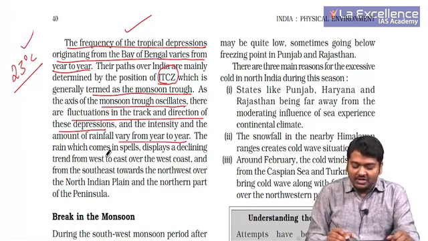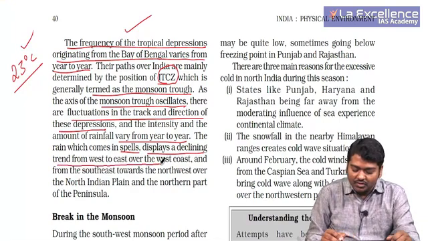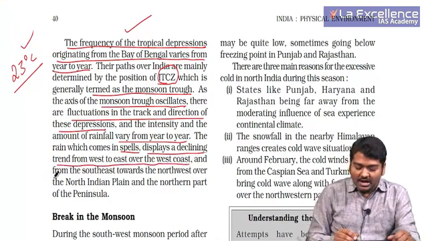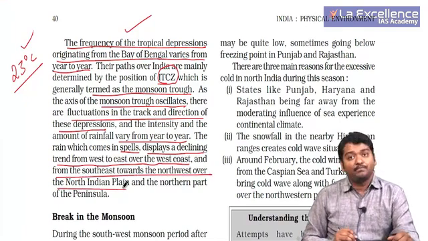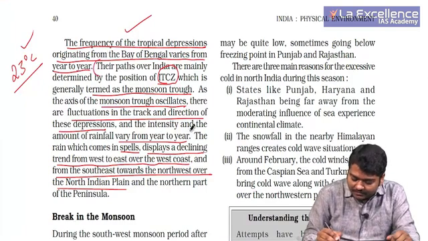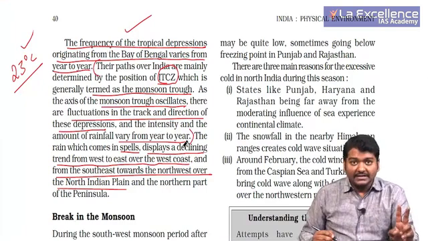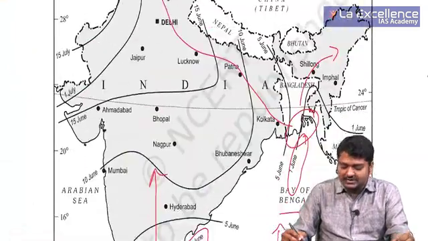The rain which comes in spells displays a declining trend from west to east over the west coast and from southeast towards northwest over the North Indian peninsula. Here two things they are trying to say. First important thing is this, that is ITCZ. So let me just show you with respect to this.